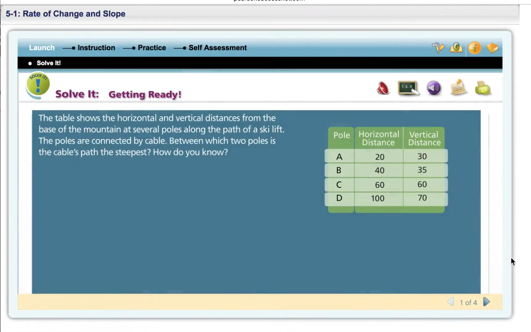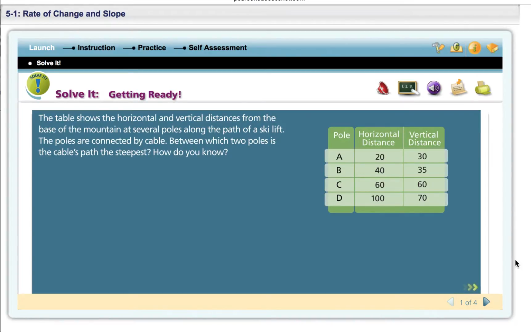Here we go. So the table on the right says that there are horizontal and vertical distances from the base of the mountain at several poles along the path of the ski lift. The poles are connected by a cable. Between which two poles is the cable's path steepest? And how do you know?